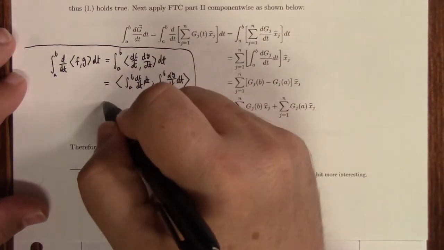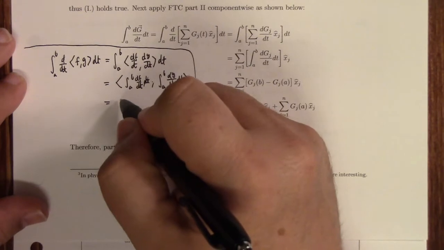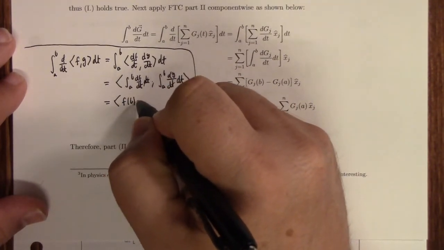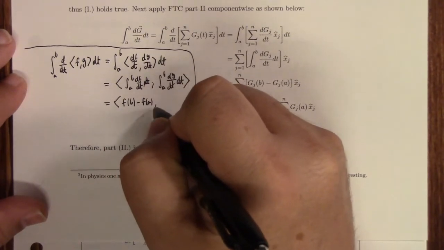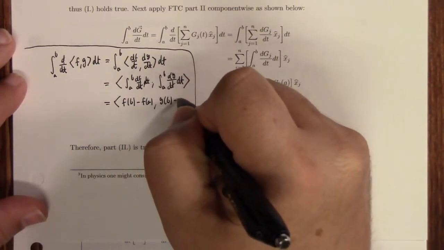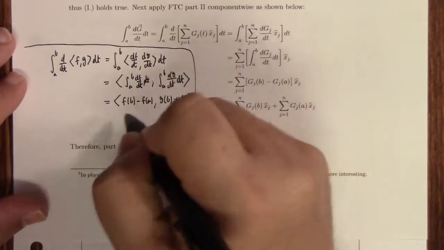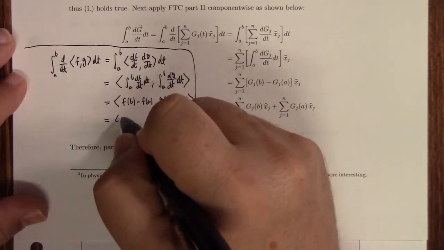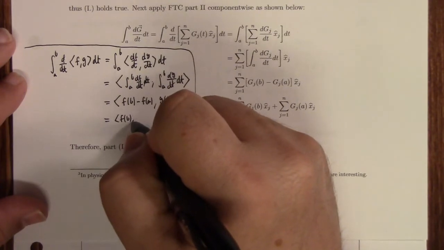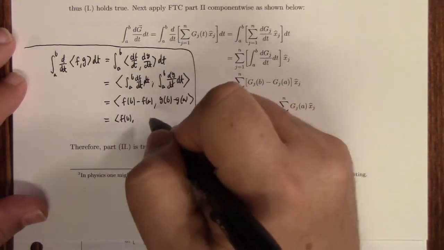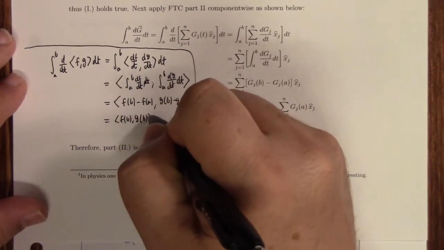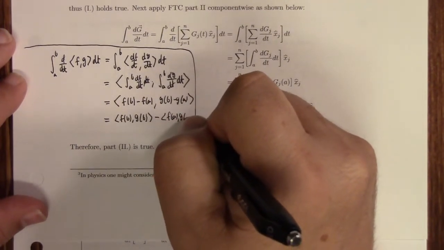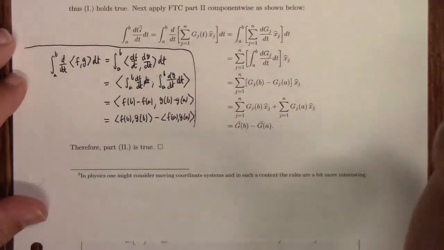And then we use the ordinary fundamental theorem of calculus part 2. That's f of b minus f of a. This is g of b minus g of a. And then you can group these, right? We've got f of b, comma, g of b, minus f of a, g of a, and that's what we set out to prove.